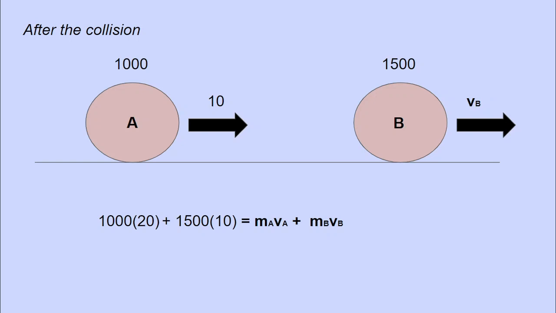After the collision, we have these values. We substitute these values into the right-hand side of the equation, giving us 1,000 times 10 plus 1,500 times VB. We expand the brackets. We resolve. We get 15 VB equals 250, giving us the final result VB equals 16.7 meters per second. I have rounded this to 3 significant figures.